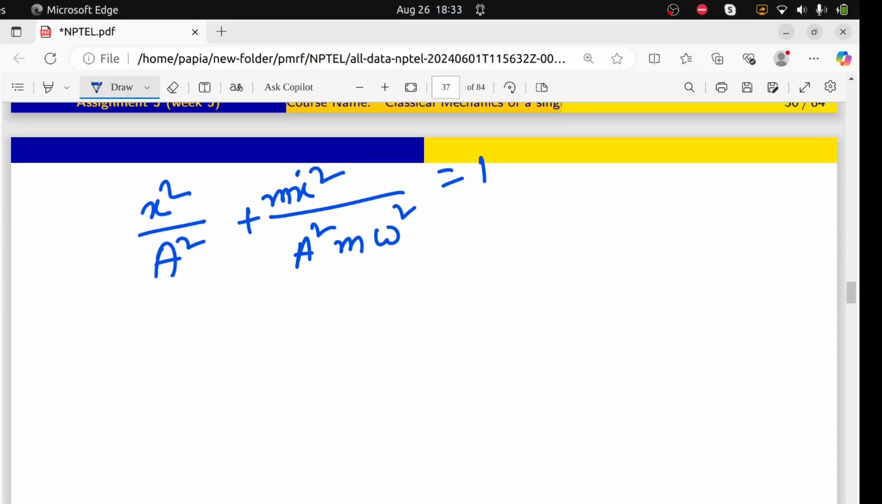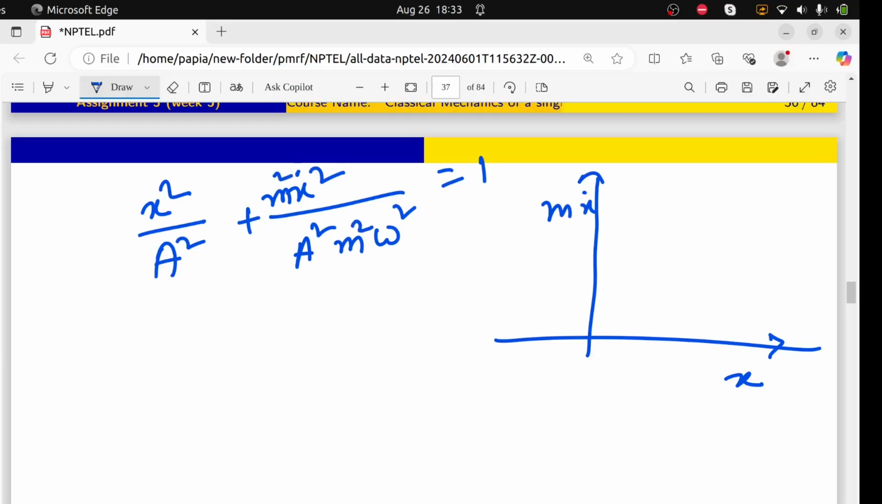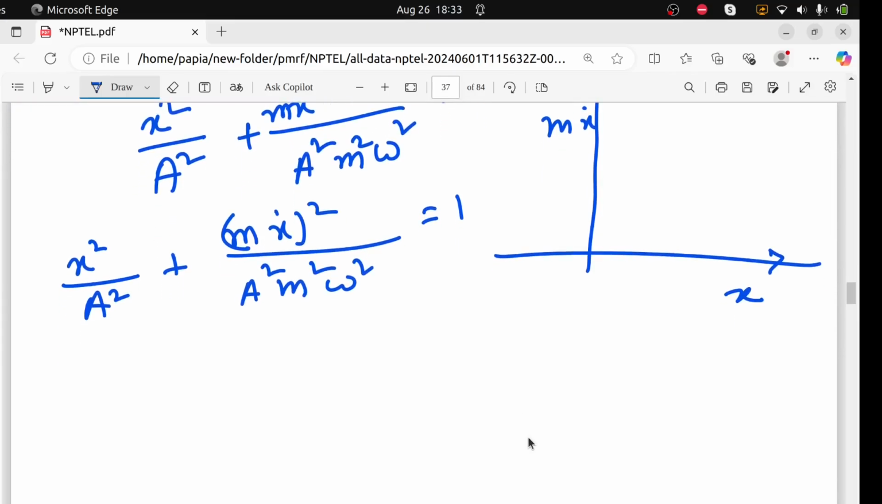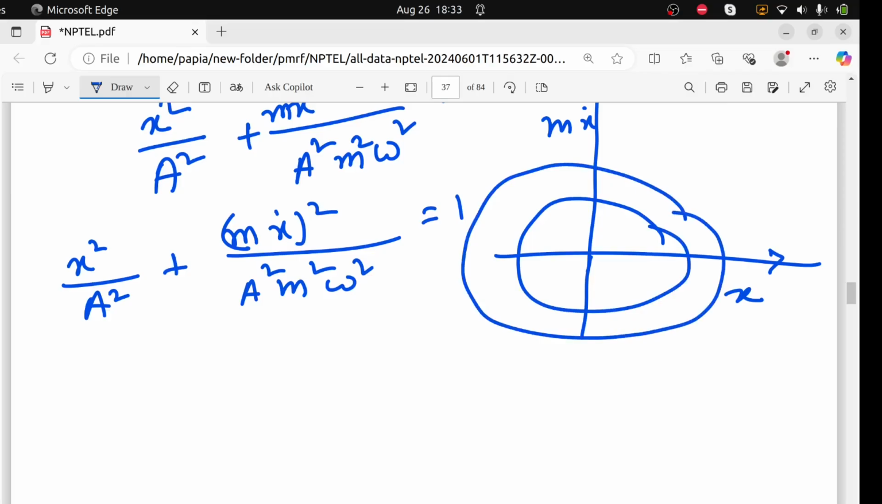So I can see this is nothing but an ellipse in the plane of x and m x dot, or it is like m square and here it is m square. Okay. So it is x square by a square plus m x dot whole square by a square m square omega square equals to 1. So it will be simply an ellipse like thing, depending on the value of a.